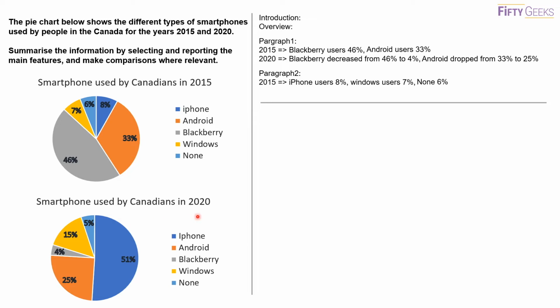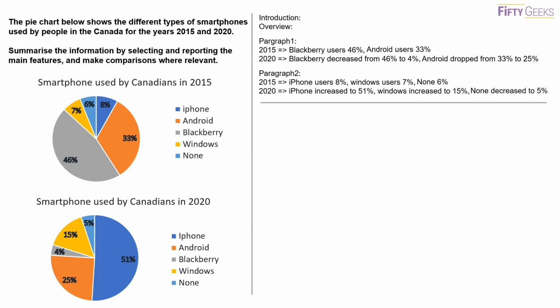We can see that in 2020, iPhone users increased from 8% to 51%, Windows Phone users increased from 7% to 15%, and people who did not own any phones decreased from 6% to 5%. I will write, in 2020, iPhone users increased to 51%, Windows Phone users increased to 15%, and people who did not own any phones decreased to 5%.